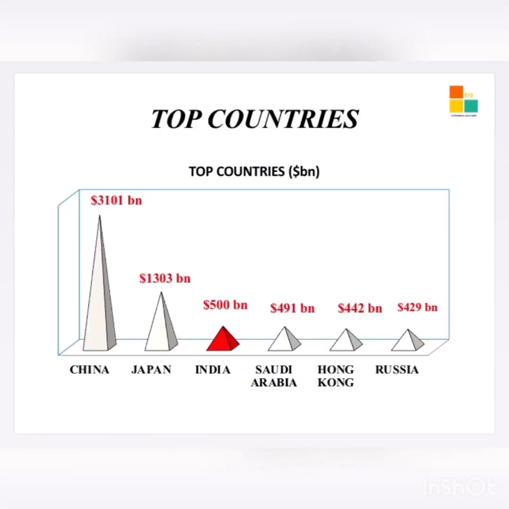These are the top 6 countries with respect to the maintenance of total reserves. China is in first position with around $3,100 billion. It is followed by Japan. India is in third position among the world's countries, followed by Saudi Arabia, Hong Kong and Russia.